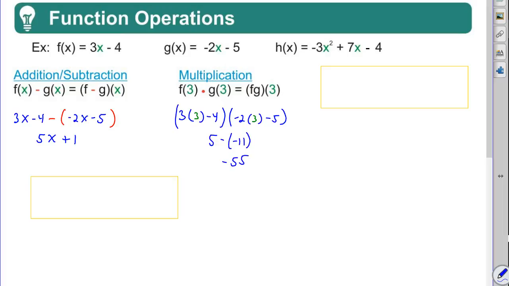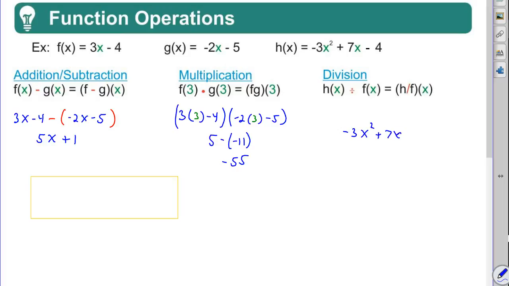Okay, and so multiplying. What else? Well, of course, we can divide. So dividing functions. All right, and so I'm going to take, this one says the h function divided by the f. All right, what is the h? Negative 3x squared plus 7x minus 4, all divided by the f function, 3x minus 4. Now I should look to see if these reduce.